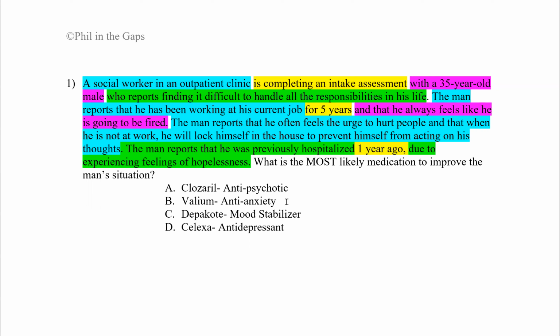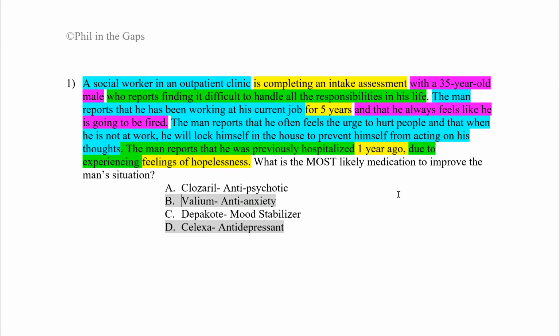So right off the bat, we're going to rule out D. Why? Because yes, it does say feelings of hopelessness, but it doesn't really have any other depressive symptoms that we can think of. We have him being overwhelmed. Yeah, we have some paranoia or anxiety. He has the urge to hurt people. He's locking himself in the house, or isolating himself. He was hospitalized, so there's that clinically significant impact. So we're going to rule out D because we're not seeing any depressive symptoms besides feelings of hopelessness.